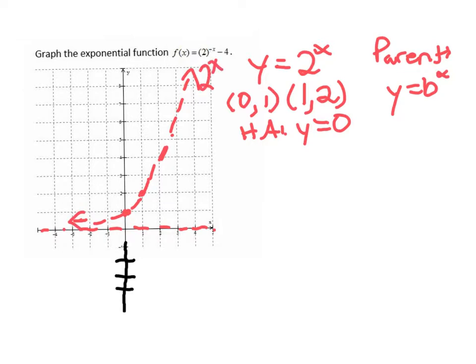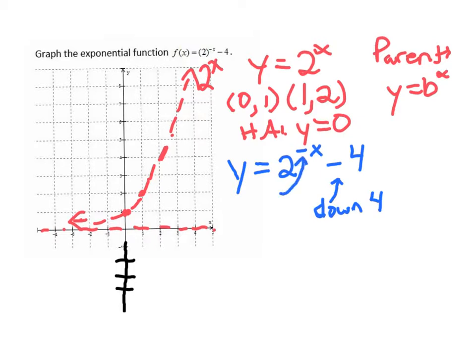Now we have to think about what transformations need to occur to change that graph of 2 to the x into the graph of 2 to the negative x minus 4. So a couple of transformations need to occur. First, you've got this minus 4 outside of the exponential function. So this is a vertical shift down 4 units. Also, we've got that negative inside of the exponential function. So that's negative 1 times x. Since it's inside, that's a horizontal change. So this is going to reflect the graph horizontally, so across the y-axis. Reflect over the y-axis.